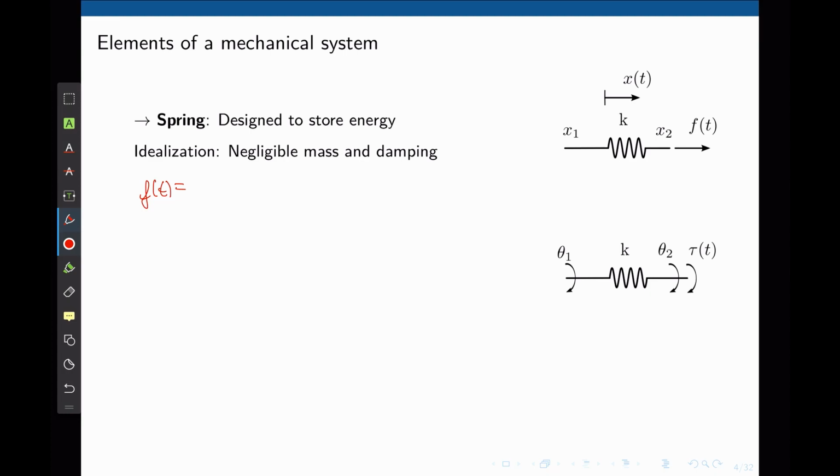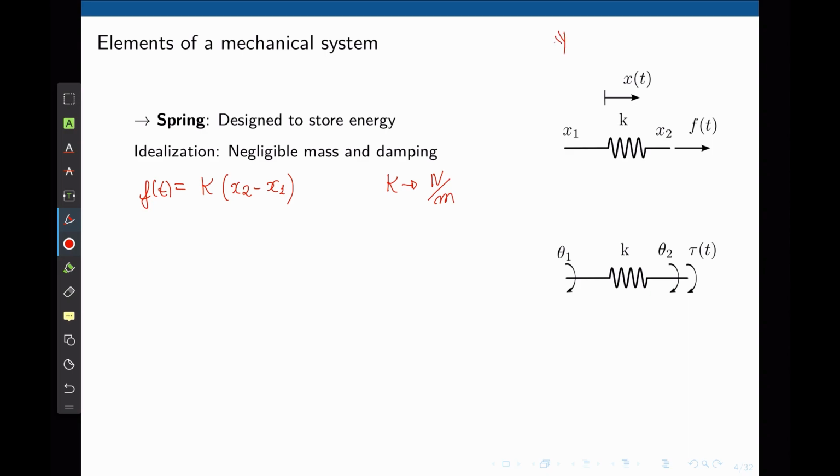Let's assume, for instance, that on one end of this spring we have a displacement x2, and the position on the other end of the spring is x1. So the total compression or stretch of that spring will be x2 minus x1, provided that a force is applied at the point where x2 is. We can now write that the force developed in that spring is the stiffness constant K times the compression of the spring, that is x2 minus x1, where K is the stiffness constant given in newtons per meter.